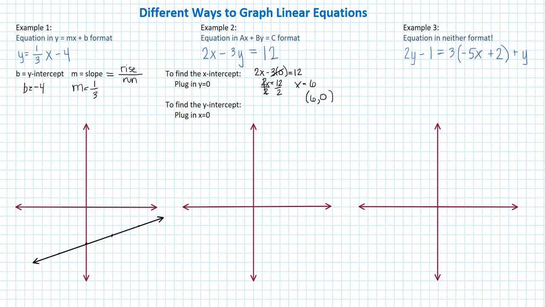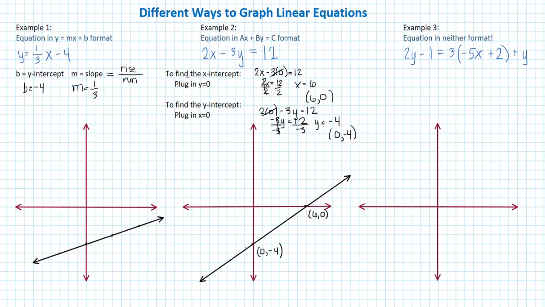And for the y-intercept, we plug in 0 for x, and this time that cancels. -3y equals 12, and we divide both sides by -3. We get y equals -4, and we have 0, -4 as our other point. So we place our 2 points on the graph, and there's our line for 2x minus 3y equals 12.